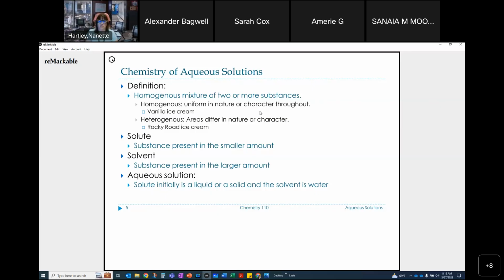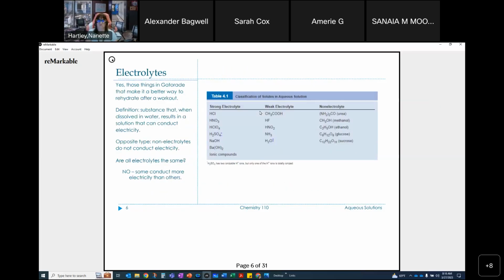Now, an aqueous solution, my solute initially is a liquid or solid, and the solvent is water. Okay, so it doesn't matter what my solute is, but my solvent has to be water. That's how we define an aqueous solution. Cool. Talking about stuff in water.